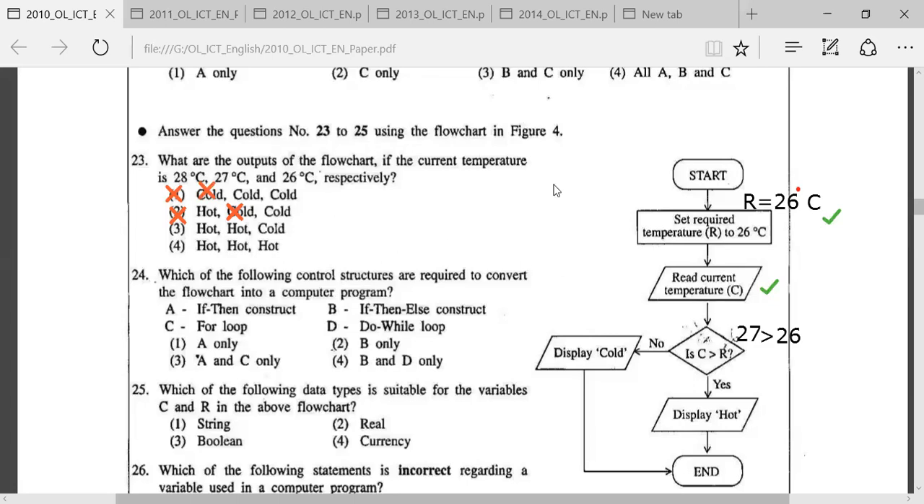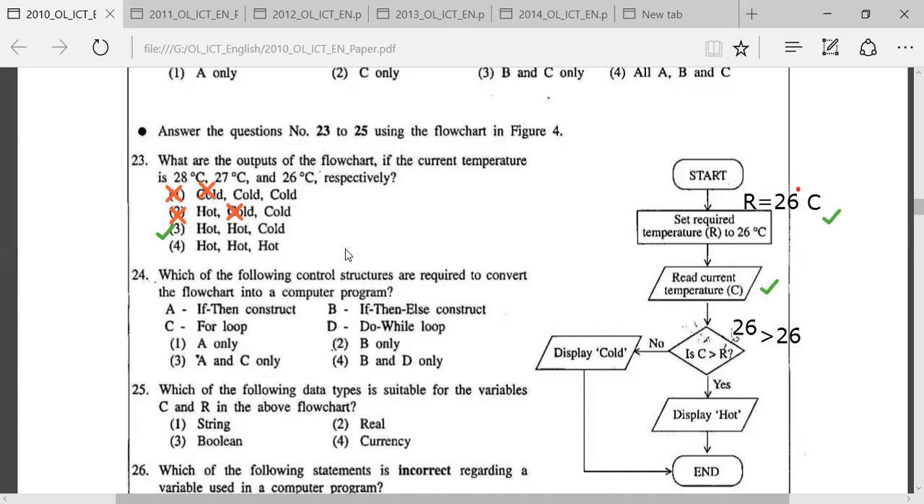Now, my third input, which is 26. 26 greater than 26. That is false, which means no. You will have the result cold. So hot, hot, cold. The answer option is third option. That is question number 23 in 2010 O-level paper.